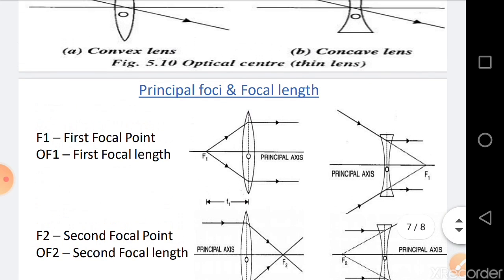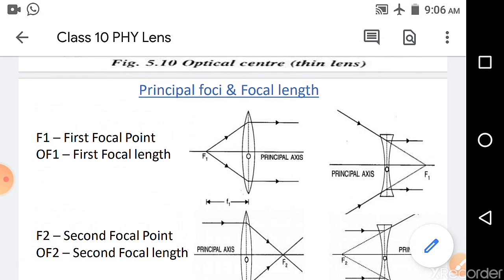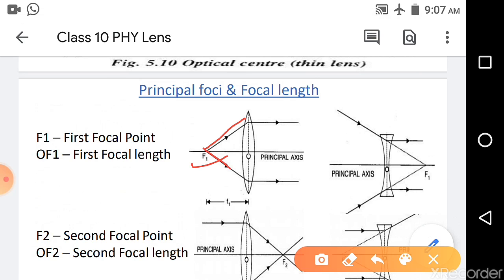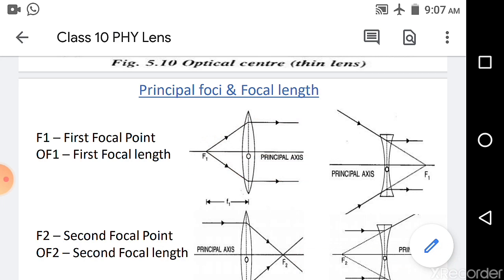Now this term, principal foci and focal length. First, suppose that we have a point F here, and we are incidenting the light rays from this point F on the lens, and we found that the refracted rays are parallel to the principal axis. Then this point is called the first focal point of this convex lens.